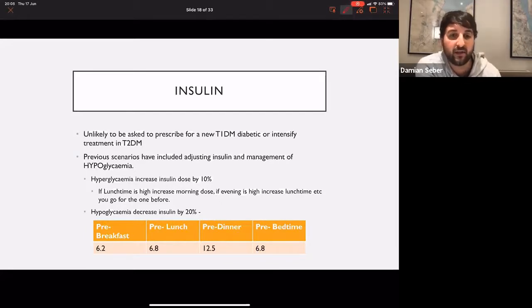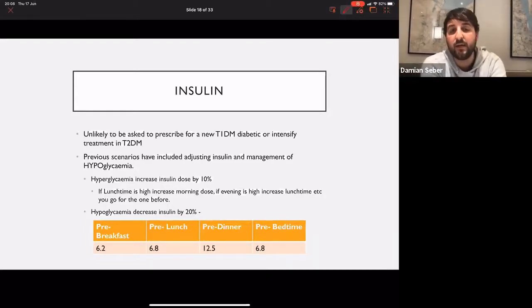That's if they're on a basal bolus regime, so one with every meal and a long-acting one overnight. If they're on a biphasic one, so in the morning and at night, you would change the morning one because that would fix the dinner one. The only time you need to change the bedtime one in the biphasic is if the morning levels are high. Otherwise, for everything else after, you would just change the morning one. So it's the one before that you go for.